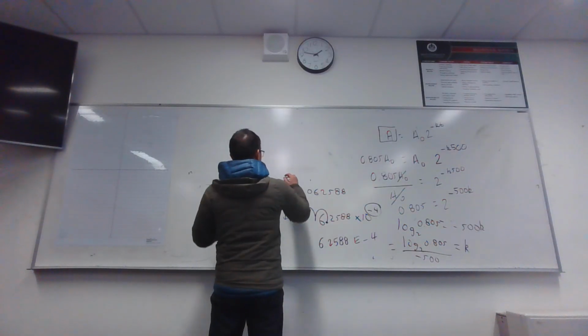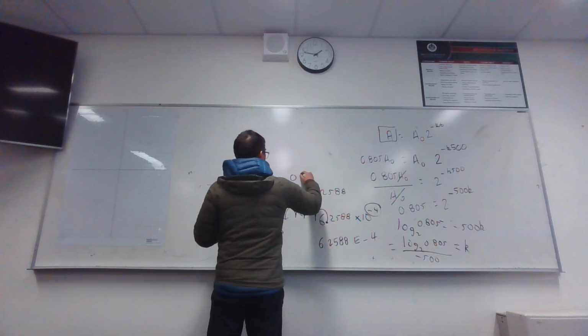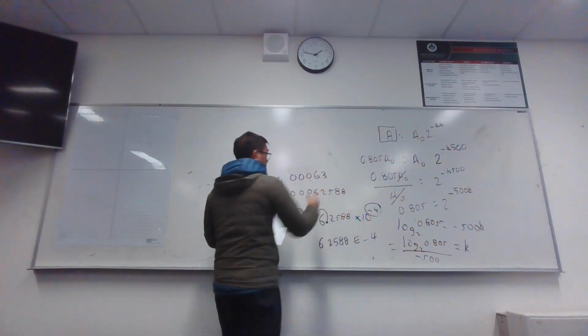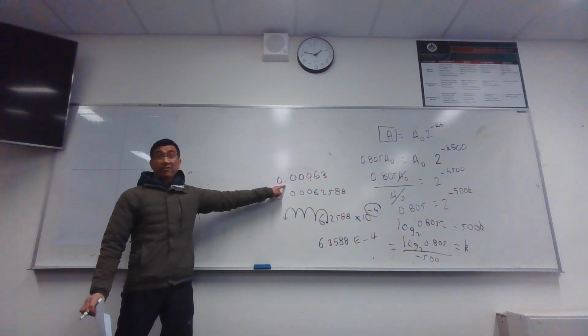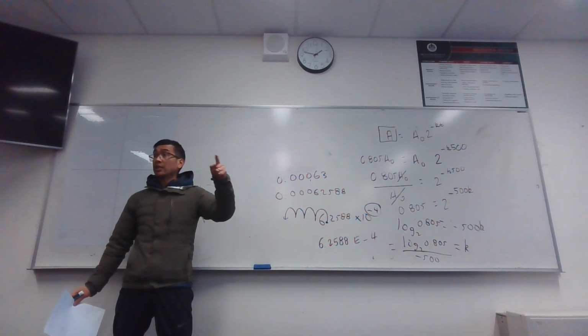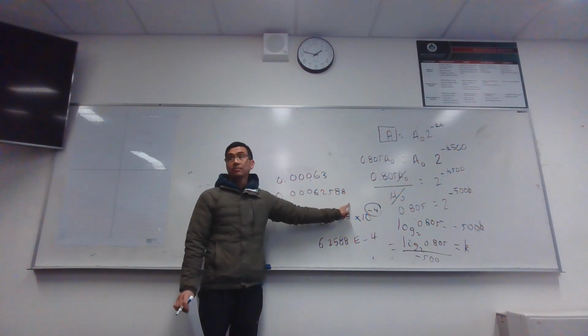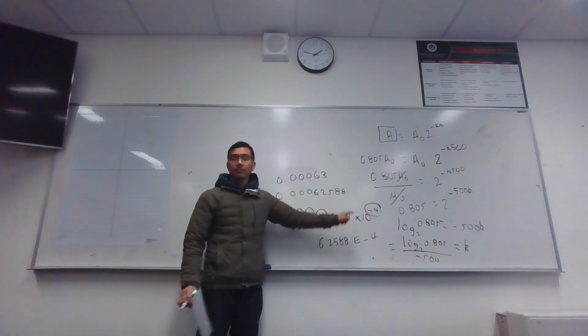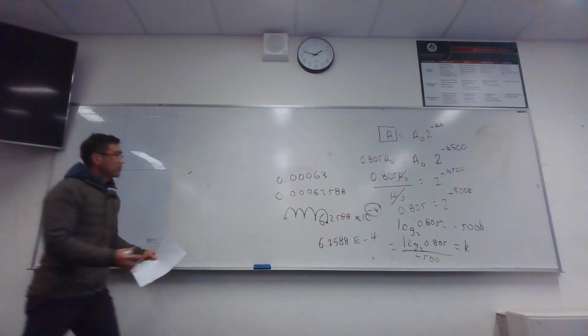Just for working out's sake, we're going to round it off on our paper. But when you have a CAS, are you going to round it off? You're not going to round it off. You're going to keep the whole value in there. Very important. Okay, so we've got our K.